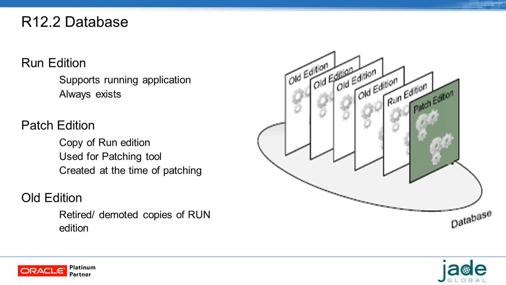The patch edition is nothing but a copy of the run edition, and it is used for the patching by the patching tool, and it is just created at the time of patching. It does not exist before or after the patching is done. And there can be a couple of old editions existing, and this happens when the entire ADOP cycle is not completed and we forgot to clean up as a post-patch process. So these old editions are obsolete editions. We don't need them, and we should take care all the time that when we are completing the online patching cycle, this is taken care of by running the cleanup method.